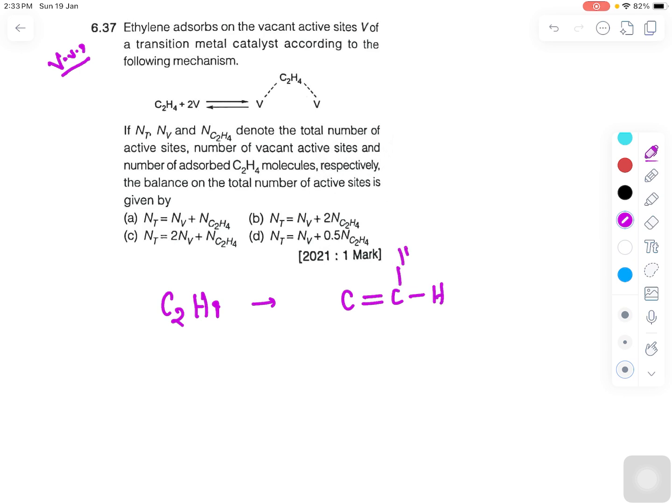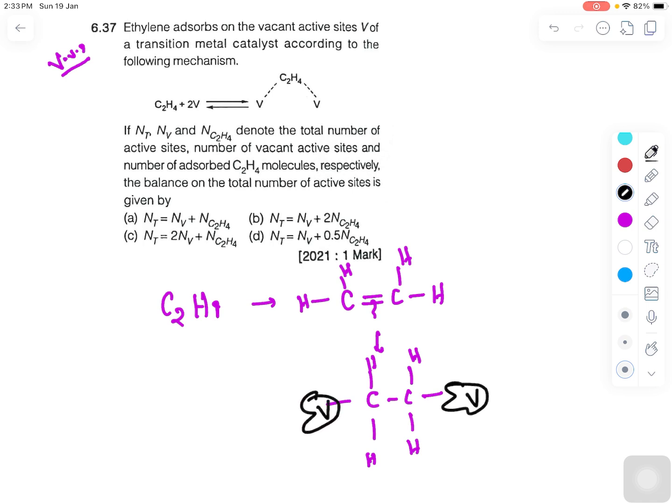There is H, H, H and H. So if I am able to break this bond, these molecules will look like that. There is H, H, hydrogen will get attached here. But now you will see these two vacant sites here. So any molecule can come and get attached here for the reaction.